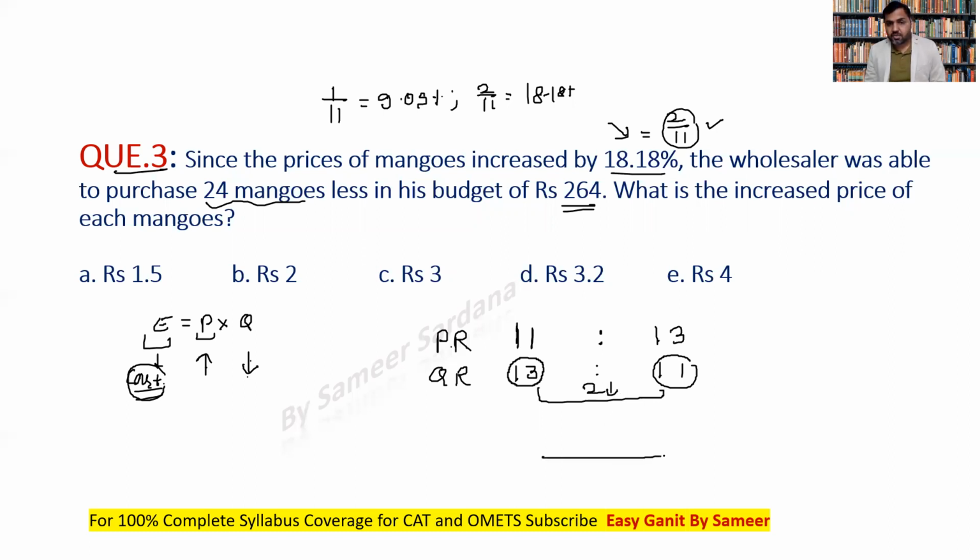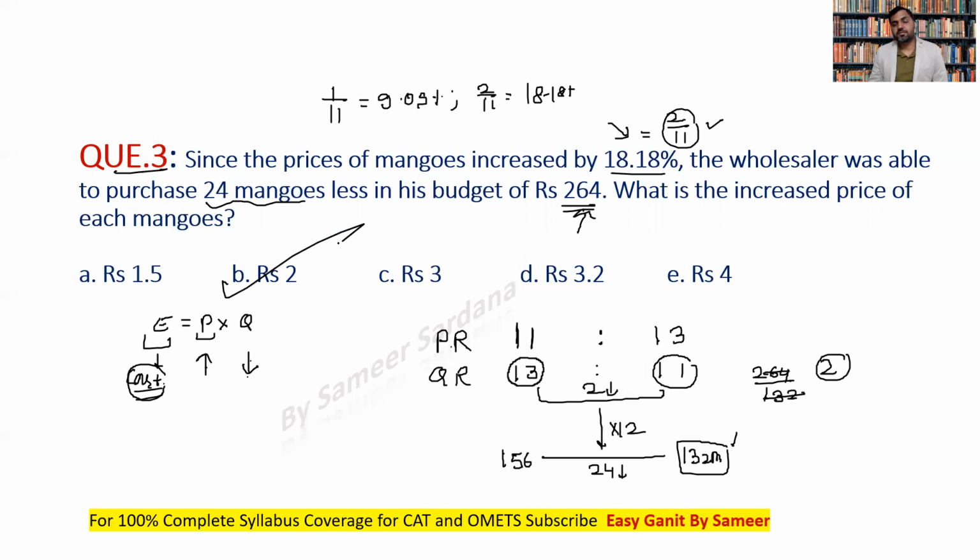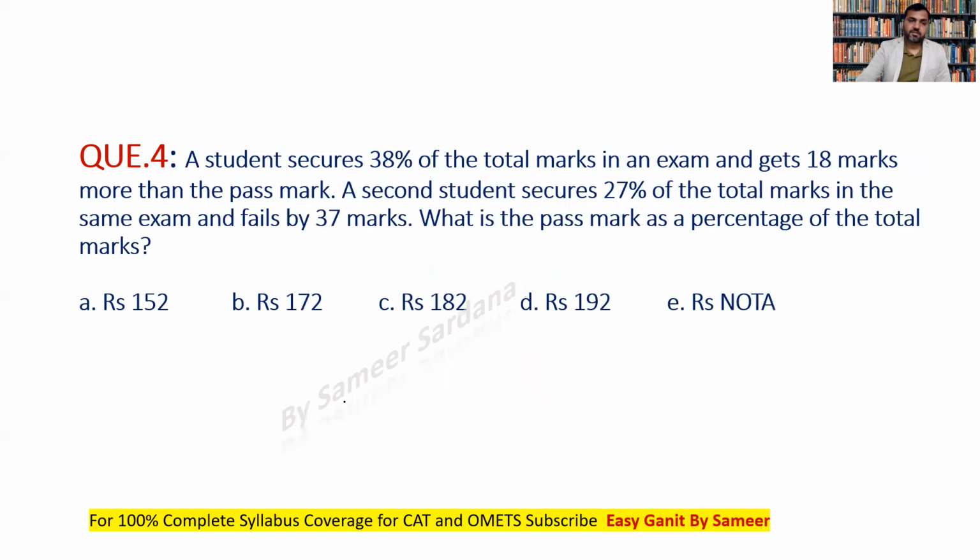If I want to purchase 24 less mangoes now, I want a gap of 2 to become 24. That means the multiplying factor is 12. Right. So that means if earlier I was purchasing 156 mangoes, now I'll be purchasing 132 mangoes. So at the new price, I'll be purchasing 132 mangoes, and these 132 mangoes are being purchased for 264 rupees. So 132 mangoes in 264, price per mango would be 2 rupees. So the increased price per mango would be 2 rupees. That's the correct answer to the question, everybody. Answer would be B option.